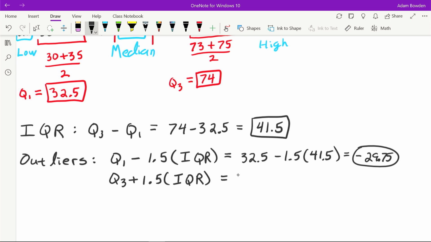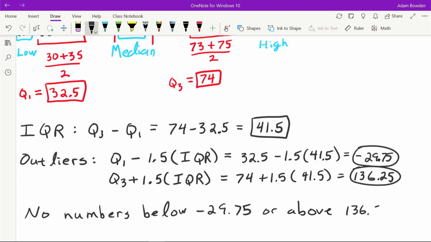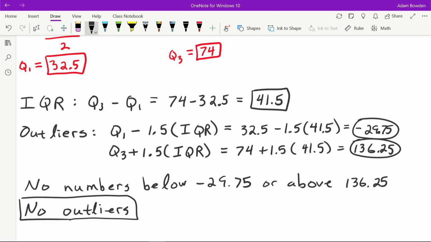And if we take 74 plus 1.5 times 41.5, we get a pretty big number, 136.25. So in this case, there are no numbers in our set of values below negative 29.75 or above 136.25. That means there are no outliers involved here.